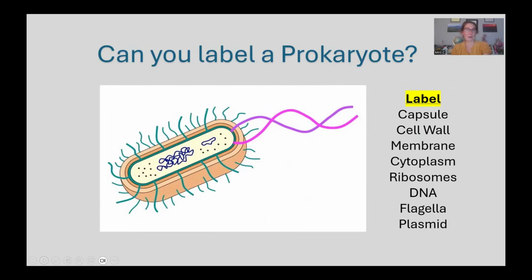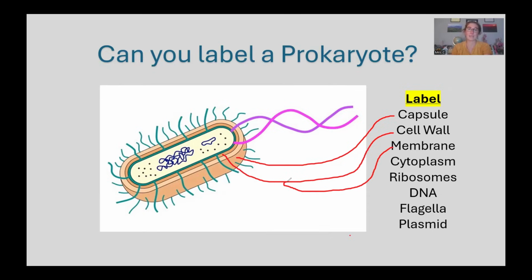Let's label some cells. That's the fun part of AP Bio, right? Here we have the prokaryote, bacteria, archaea. Capsule is on the outside for extra protection. Cell wall will be in the middle. Membrane will be touching the cytoplasm, so that green structure is the membrane. Ribosomes are the dots in the cell. DNA is going to be this floating material right there.